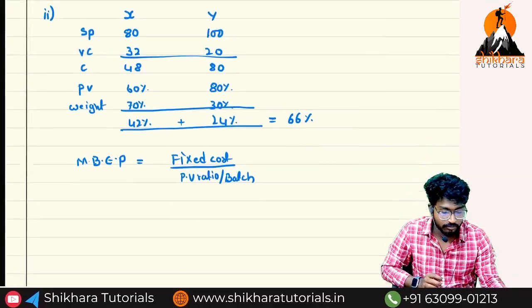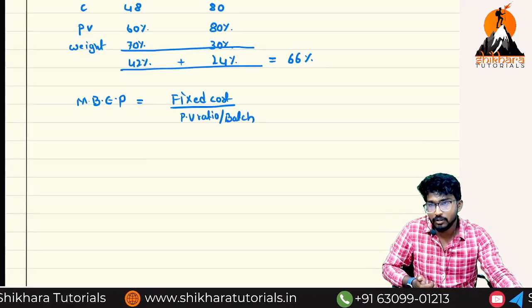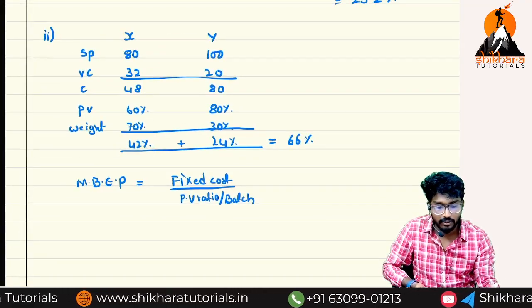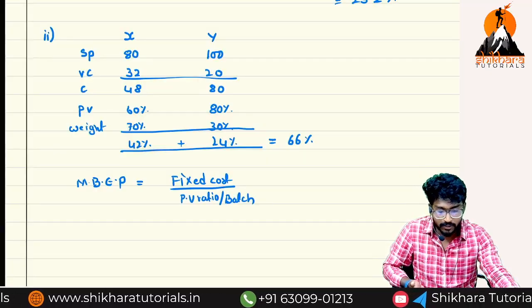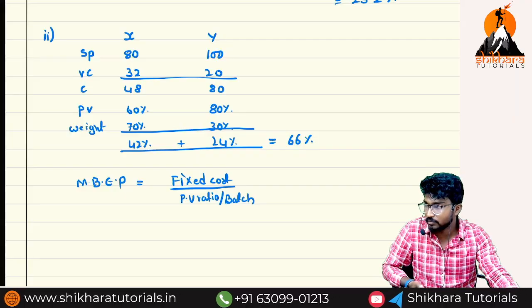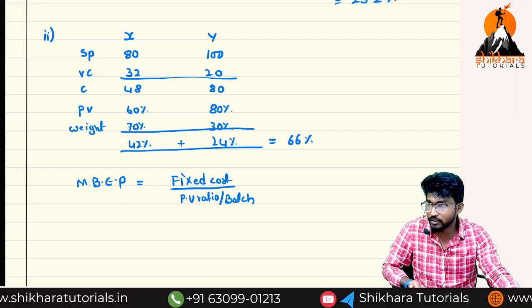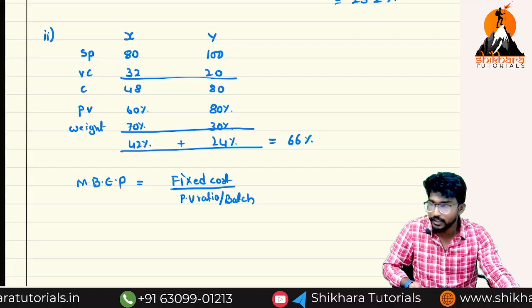Okay. Now, if you do the total calculation also, you will get the PV ratio same, 66%. If you do it like this also, you will get contribution: 60% into weight 70%, that is 42%, plus Y. The PV ratio is 80% into what is the weight? 30%. You got 24, total 66%.